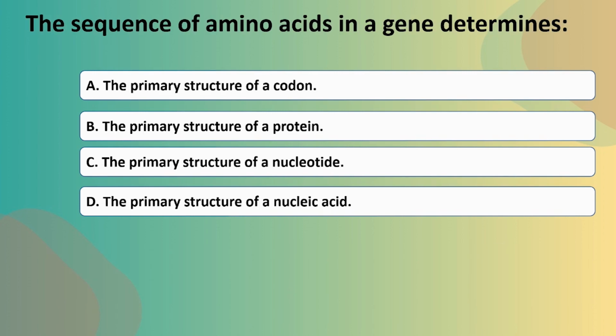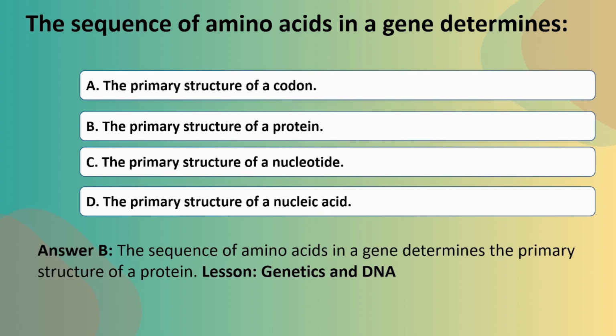Next question. The sequence of amino acids in a gene determines A, the primary structure of a codon, B, the primary structure of a protein, C, the primary structure of a nucleotide, or D, the primary structure of a nucleic acid. So let's recall how DNA structures work. The DNA is that double helix structure that wraps around and is actually formed from nucleotides. So definitely not C, the primary structure of a nucleotide, right? So let's eliminate that one. Then what does DNA code for? It codes for protein.